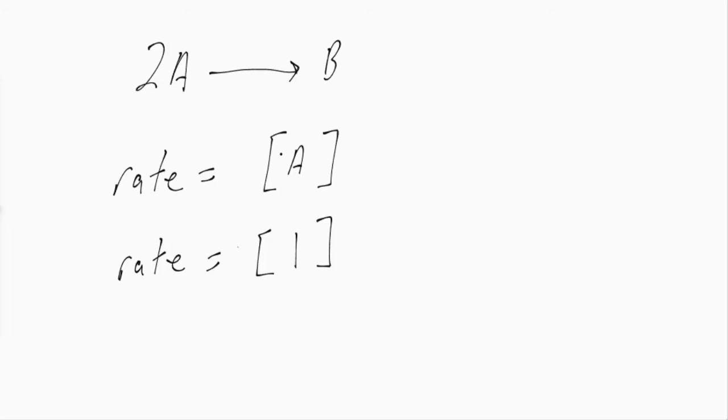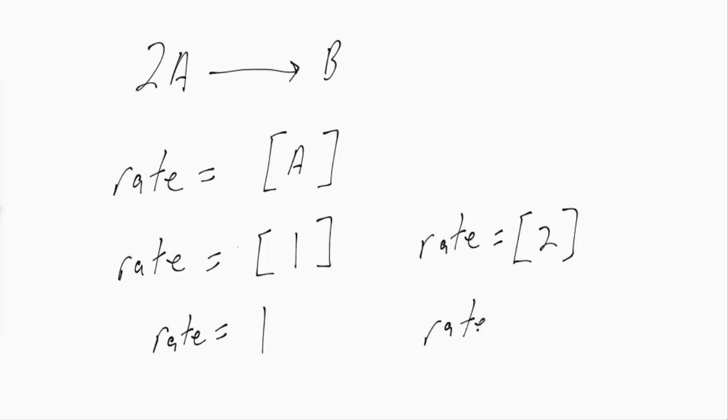So if the concentration of A is 1, that means that in this situation, the rate equals 1. But what happens if we double the concentration of A? Well, then rate equals 2. So if we double the concentration of A and it doubles the rate of the reaction, which is what we did here, we just simply said, well, doubling it will make it a 2.